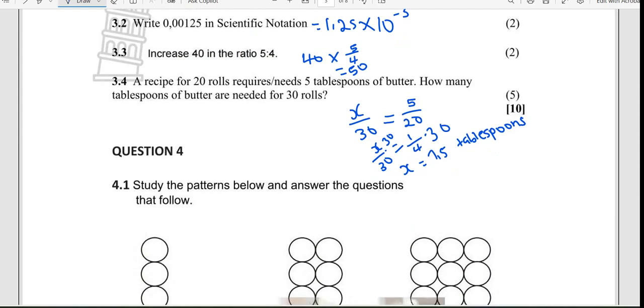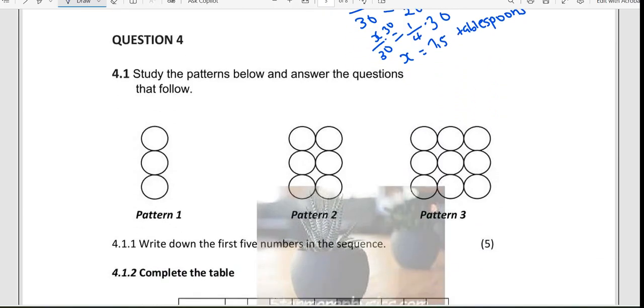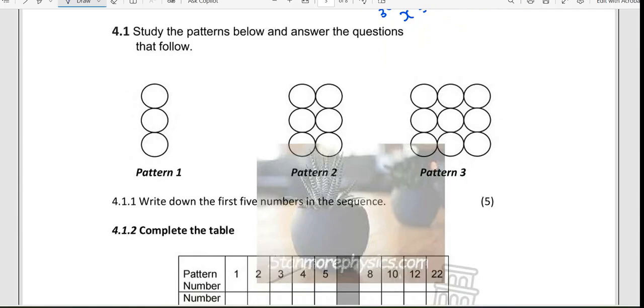So let's proceed to question number 4. Study the patterns below and answer the questions that follow. Pattern 1, pattern 2, and pattern 3. Pattern 1 has 3 circles. Pattern 2 has 6. Pattern 3 has 9.